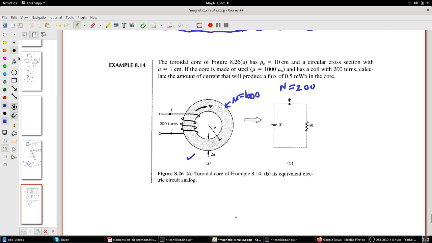Now what it has asked is to calculate the amount of current that will produce a flux of 0.5 milliwebers. So it wants to generate a flux psi of 0.5 milliwebers, and it's asking how much current you will have to pass to generate that much flux.